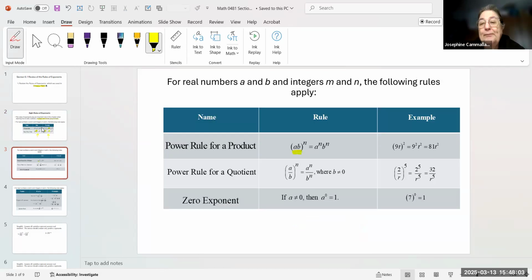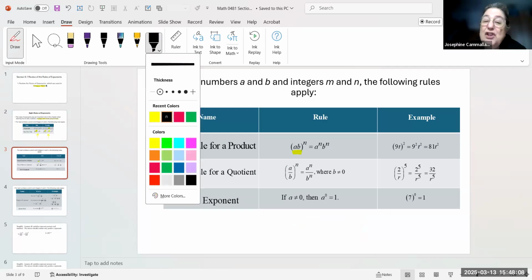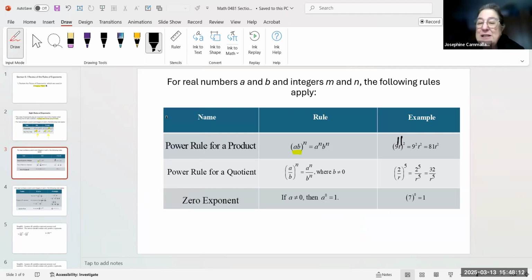This is giving me a term. We have to remember that in the term, there are exponents. That 9 has a power of 1. That t inside has a power of 1. And then we're going to use the distributive property to get 9 squared, t squared, which will give me 81, because 9 times 9, and t squared.